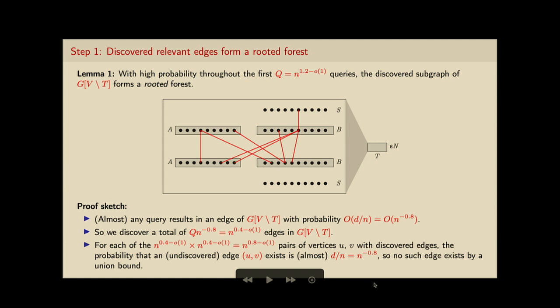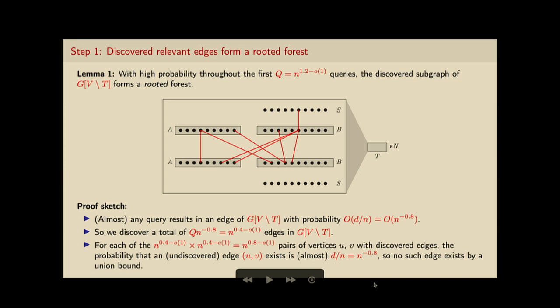So overall, we discover a total of q, the number of queried edges, times n to the minus 0.8 edges in the core. A lot of other edges go to the dummy vertices, which are useless. So this is n to the 0.4. This is n to the 1.2 minus 0.8. This is n to the 0.4, basically. So this is the total number of edges in the core that we see.